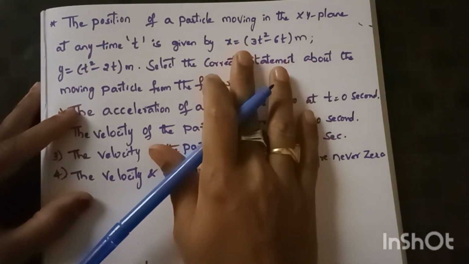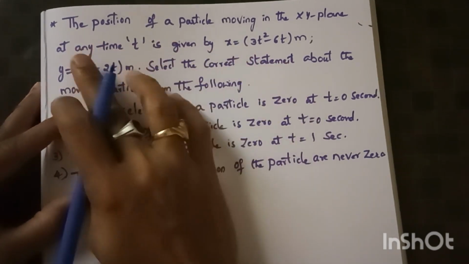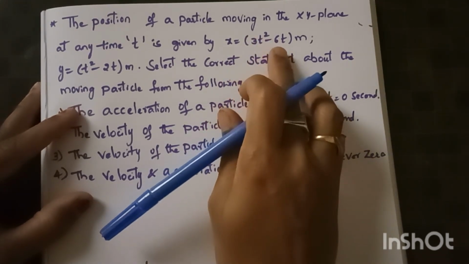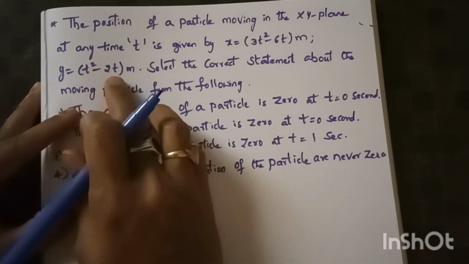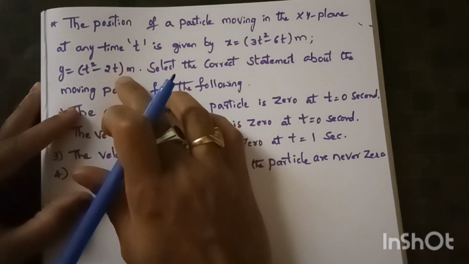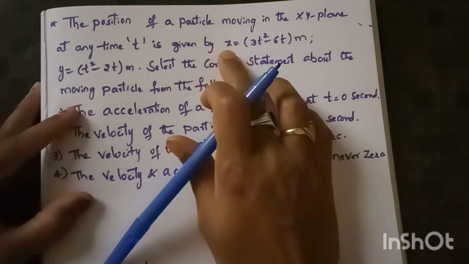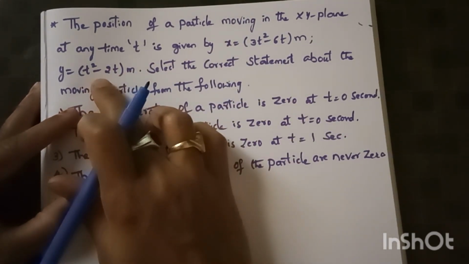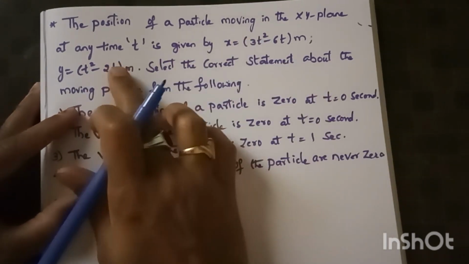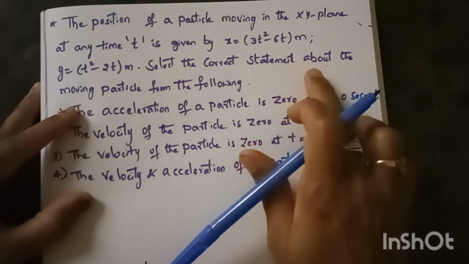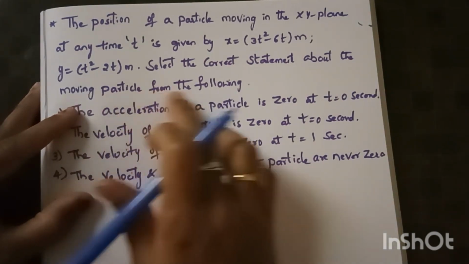Here the particle is moving in the xy plane, and at any time t its position is given by x equals 3t square minus 6t and y equals t square minus 2t. These are in meters, which means they have given distance. x is the distance moving along the x direction and y is the distance moving along the y direction. So these are the two distances traveled in the xy plane by a particle. Select the correct statement about the moving particle from the following.